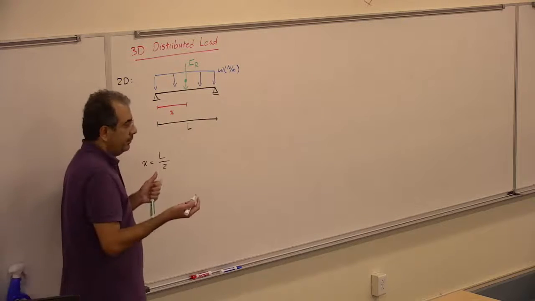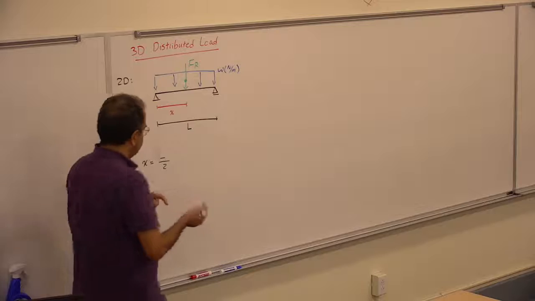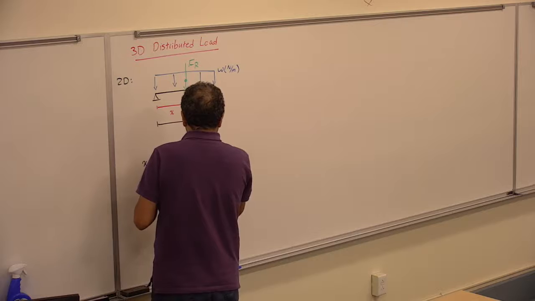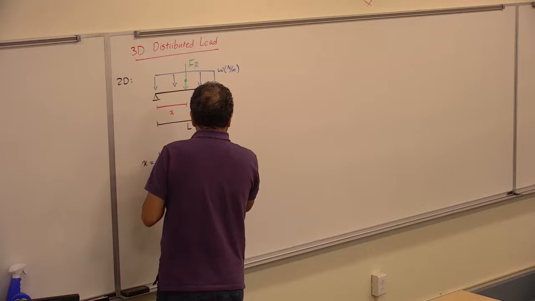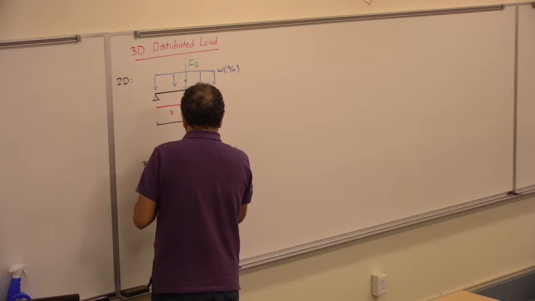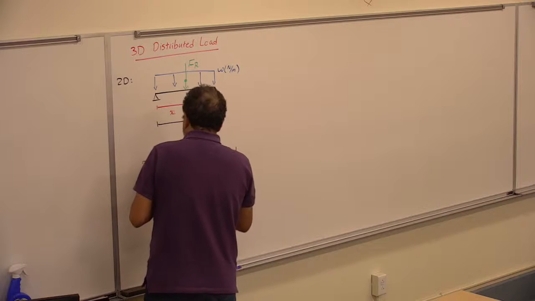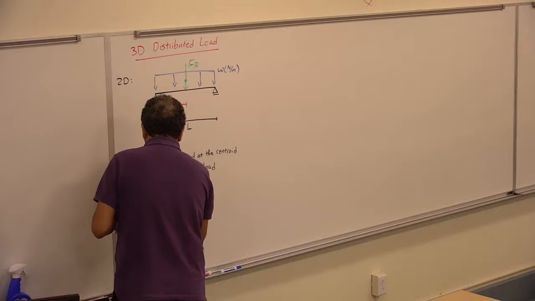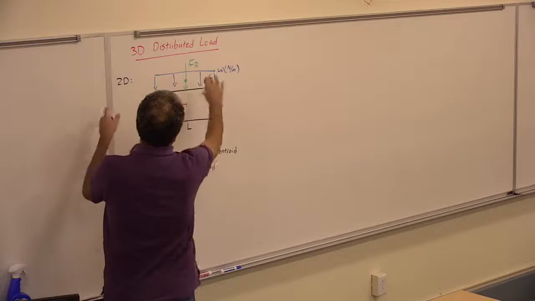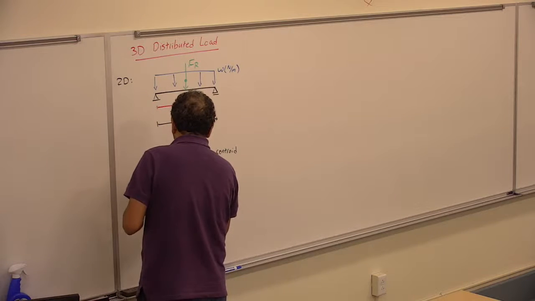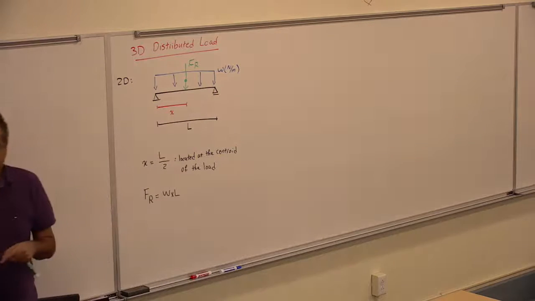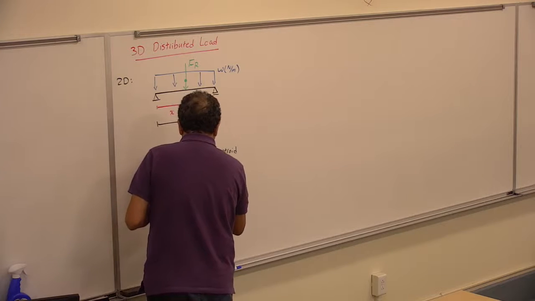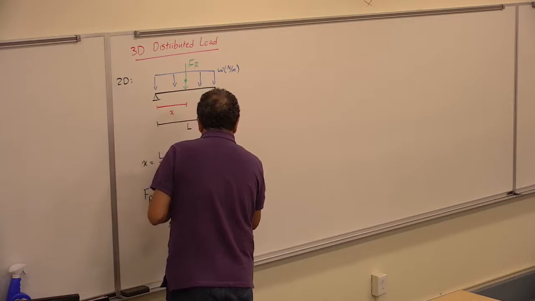Then it will be located at the centroid of the load. And then we had the magnitude of that. So that's where it's located, and its magnitude was the area, was W times L. Or basically, it was the area of the load.